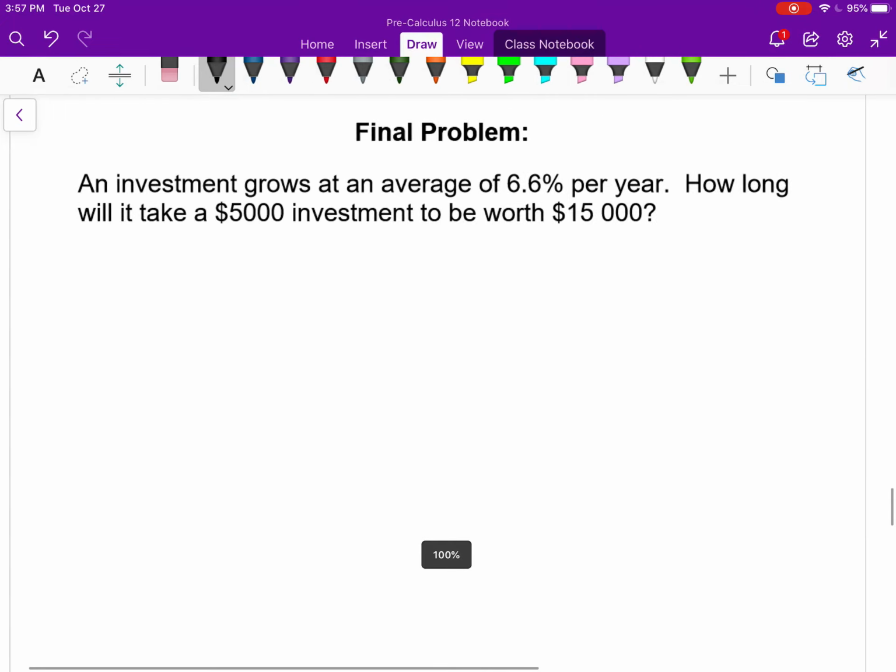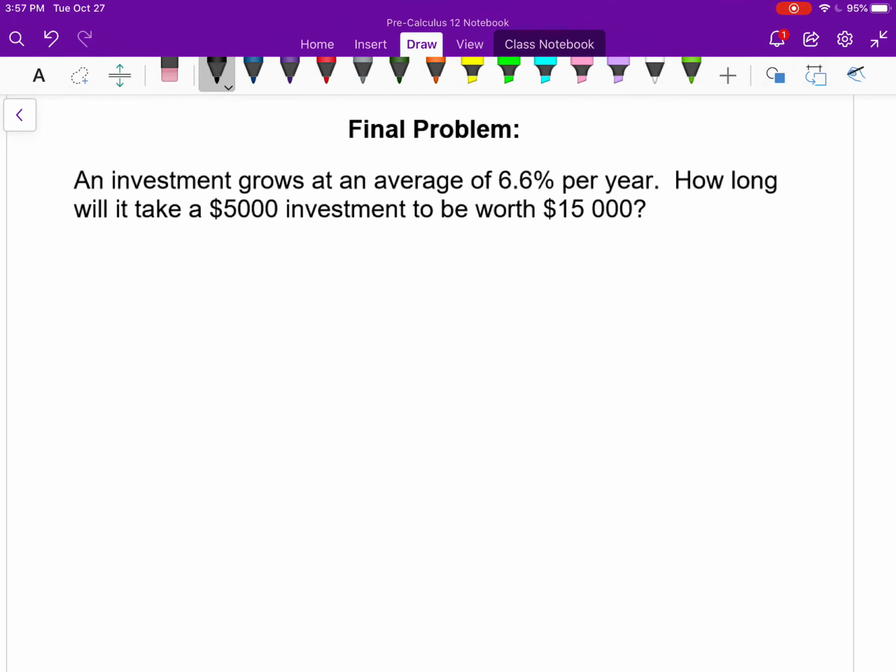All right, so the final problem is actually the first time I can explicitly start to look at how we can use logarithms to solve an exponential equation. An investment grows at 6.6% per year. Every year it grows by 6.6%. So knowing that, how long will it take $5,000 to be worth $15,000?